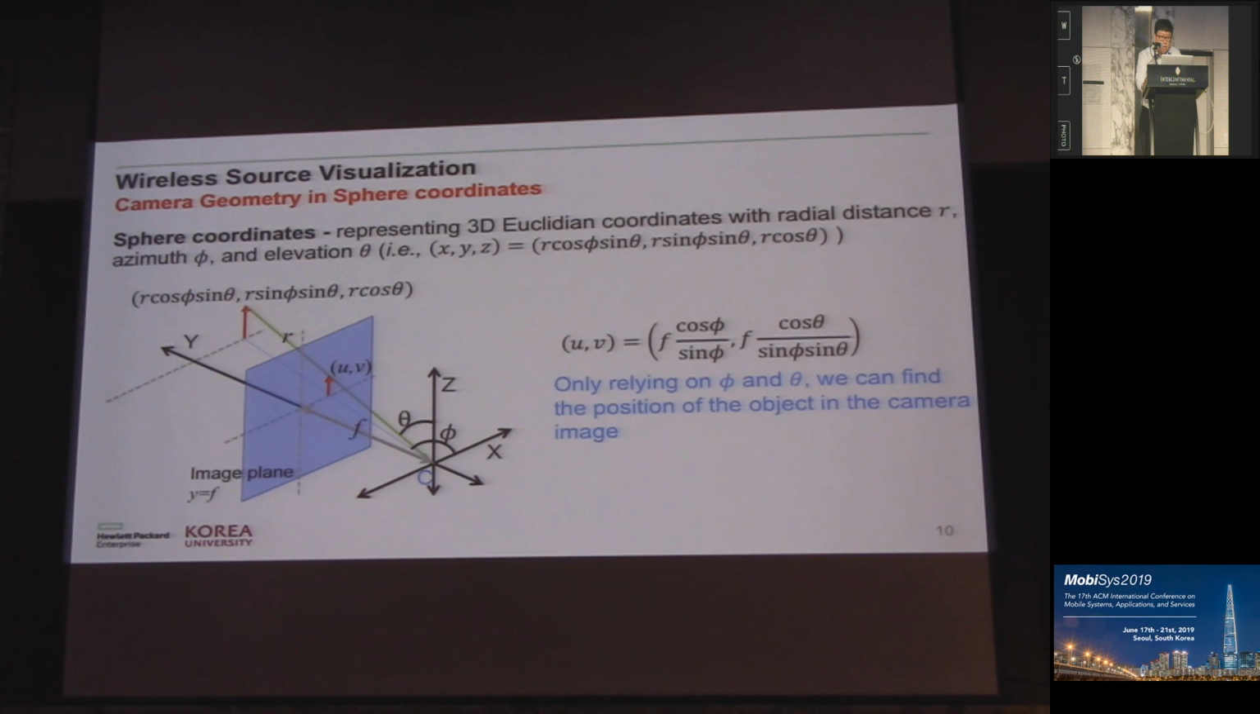An important observation is that when you represent the position of the object using the spherical coordinates rather than the Cartesian coordinates, we can find the position only using the azimuth and elevation, where the distance r is cancelled. This is a great advantage for wireless tracking because while the distance estimation relying on the RSSI is unreliable and easily corrupted by noise, the angle estimation based on the phase difference of multiple antennas is much more accurate and reliable.